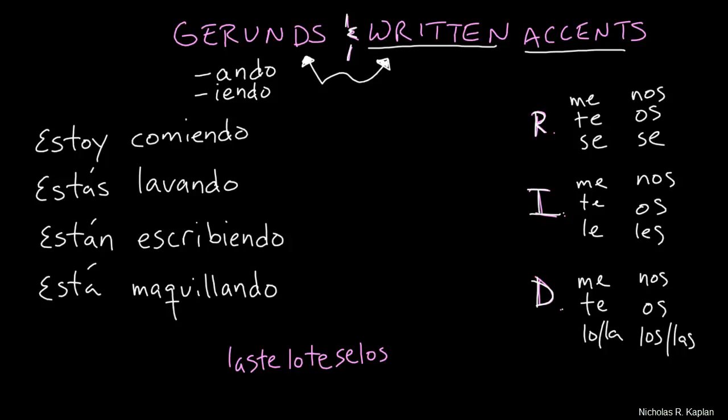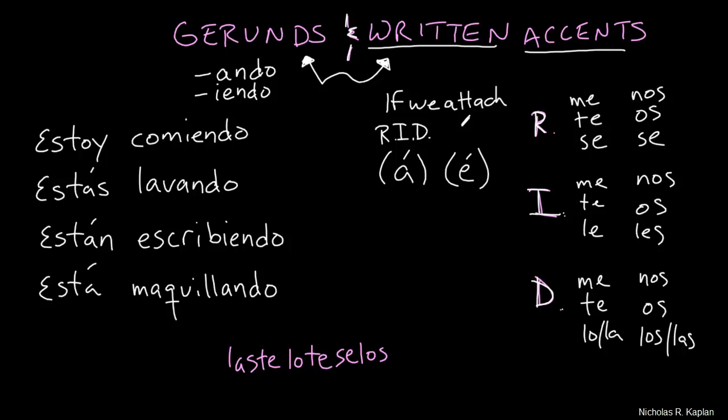So for each of these, we're going to attach one of these: me, te, se, or me, te, le, or me, te, lo, la. And when we attach one of these indirect, direct, or reflexive object pronouns, we are going to need to place a written accent. If it's the -ando, we're going to put it on the A. And if it's the -iendo, we're going to put it on the E, as in elephant.